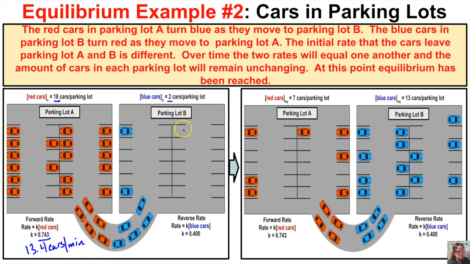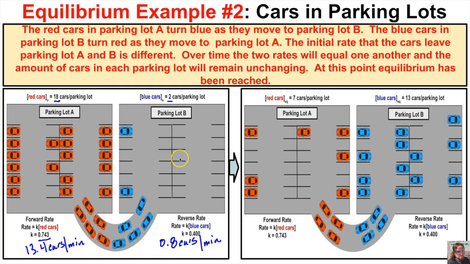And if we want to figure out the rate at which blue cars are leaving parking lot B and entering parking lot A, we'll simply take the rate constant, which is 0.4, and multiply by our concentration, which is 2 cars, and we're going to end up with a rate of 0.8 cars per minute.